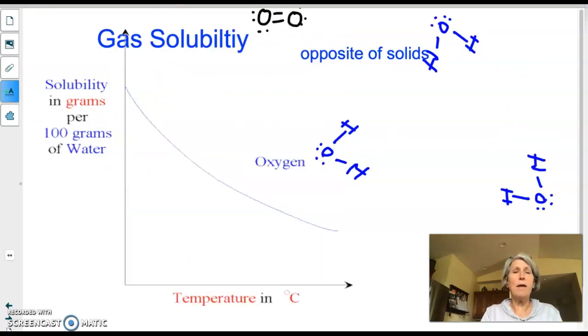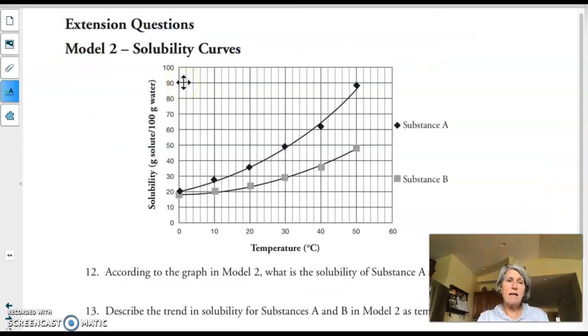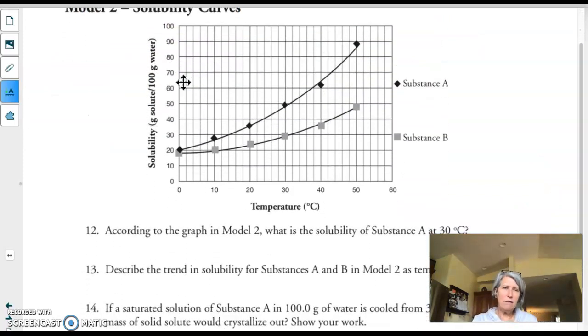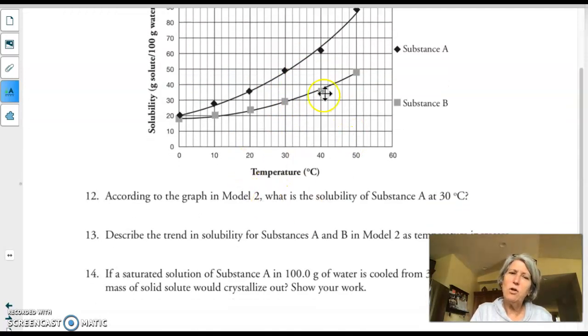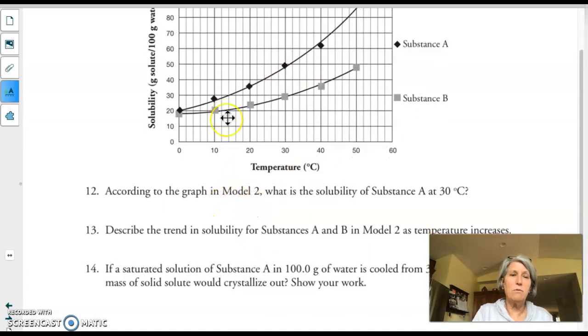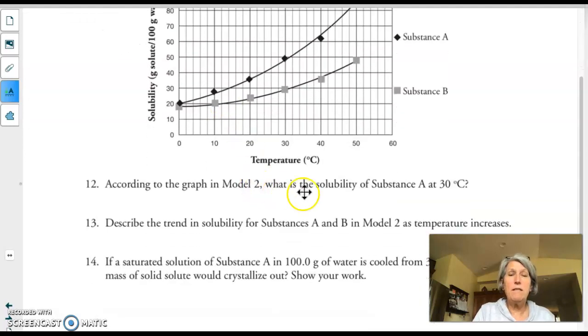Okay. All right. Well, this is kind of what your homework will be like. And this looks like the lab you had done as well. And it says that you will have to interpret some of this data. So it says, according to the graph in Model 2, so this is Model 2, what is the solubility of substance A at 30 degrees? So you would just look at 30 degrees here, and you're going to go to substance A, and you would say, okay, that looks like it's probably somewhere around 48.